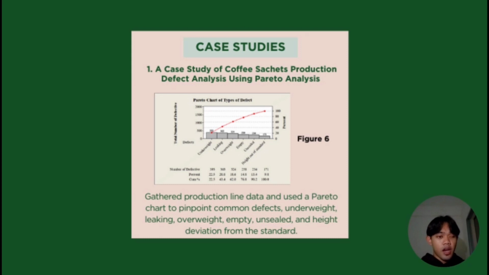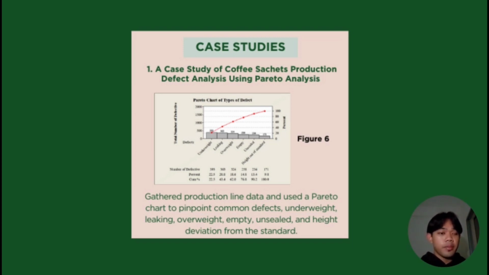The chart revealed a high frequency of defects across various types, indicating wasteful production. Root causes, including human error, machine malfunctions, work methods, and material issues, were pinpointed, with underweight and leaking defects primarily attributed to unskilled workers and improper machine adjustment.